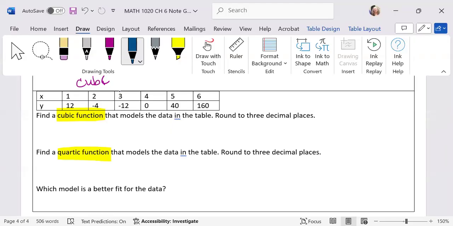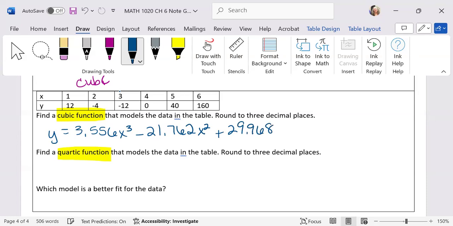So cubic means the highest power is a 3. X to the third minus, next power down is x squared plus, and then there's a 0 at the end. We don't write plus 0. We just leave it off. Anything that's a 0, we just leave off. But on a side note, just on your paper somewhere, our r squared value is 9969.